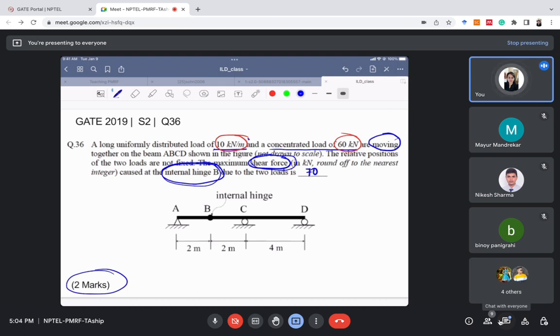So today you have learned how to draw the ILD for beams. Do every possible problem of ILD so that everything is clear then and there. I hope it is clear. Thank you for listening.